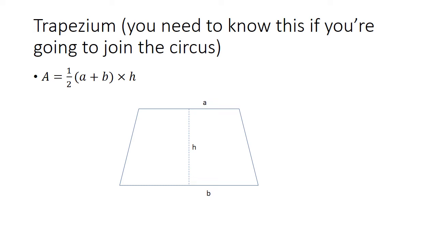Another one that you'll come across is the trapezium. Now the trapezium has two parallel sides of different lengths, so we need to know the lengths of those two sides, and we need to know the height. And then we can use the formula here, which basically just takes the average of the two side lengths, which we call A and B, and multiplies that by the height to give us the area.